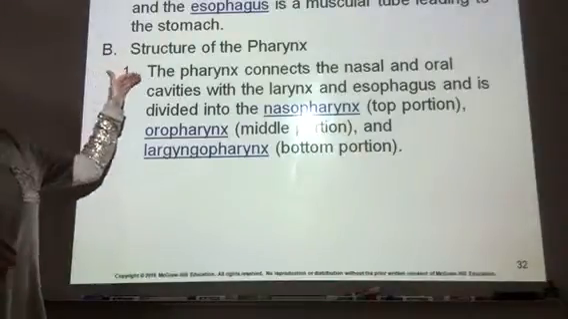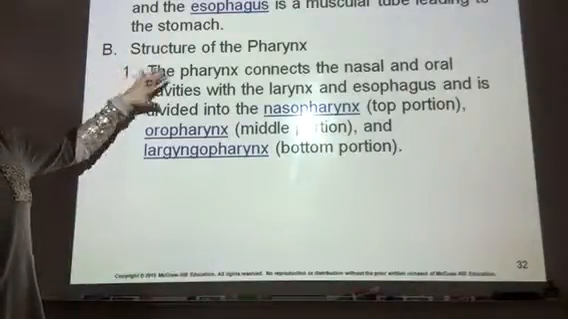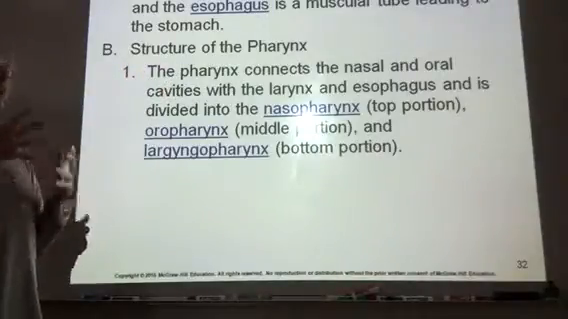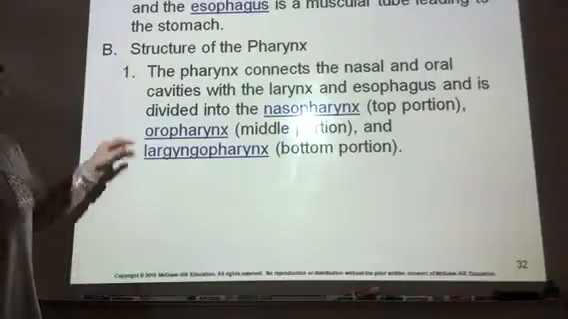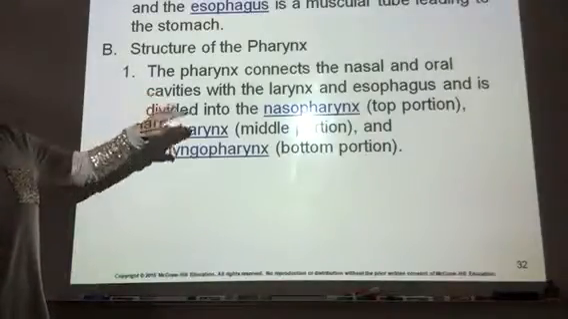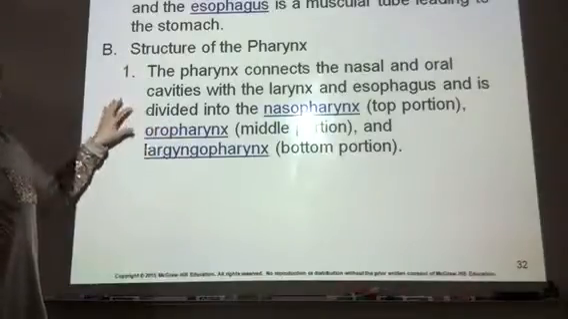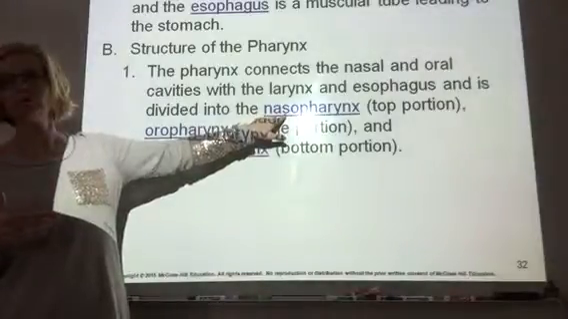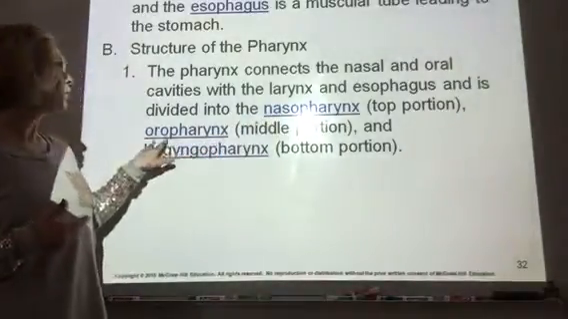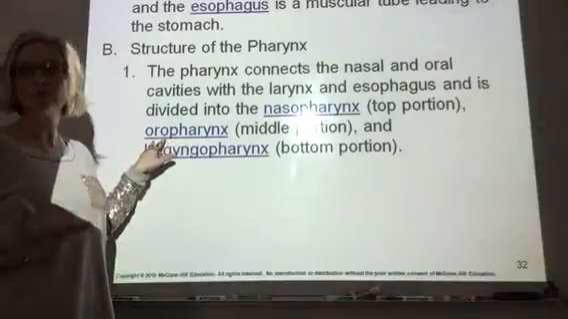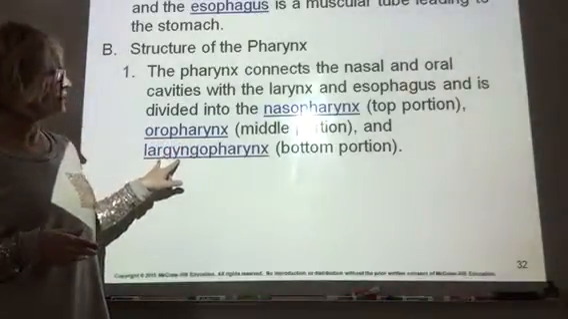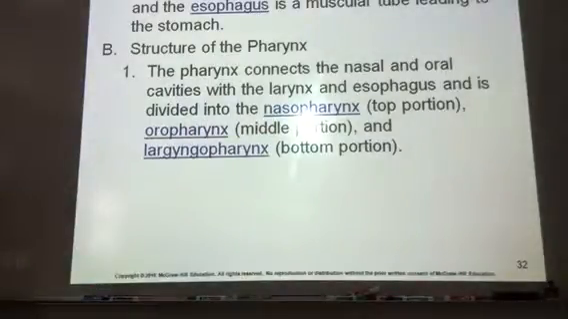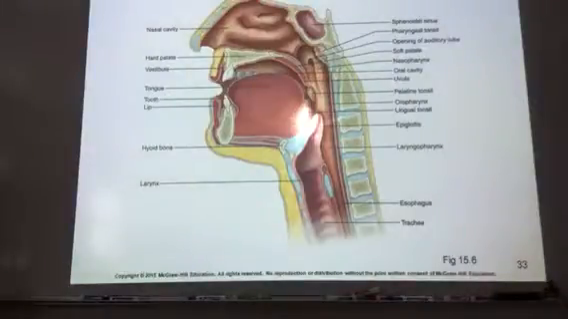The pharynx connects the nasal and oral cavities. So all of these deal with cavities or openings that are in your nasal oral area. So it connects the nasal and oral with the larynx, the esophagus. It's divided into three parts. Nasopharynx being closest to the nasal or nose. Oropharynx is the middle. That's going to be closest to your mouth. And then laryngopharynx is going to be closest to your larynx. So the pharynx is divided into three parts.